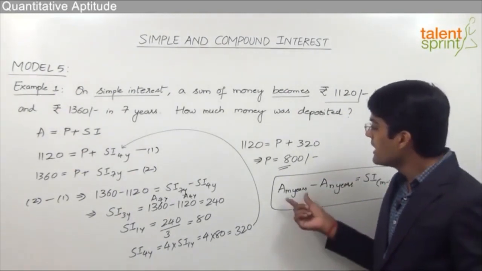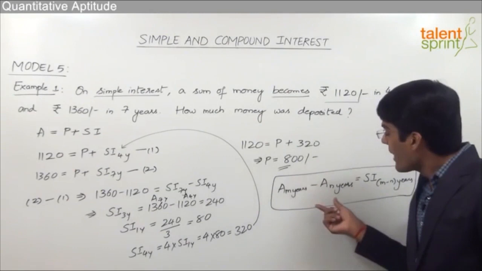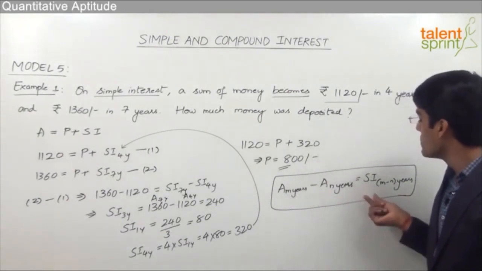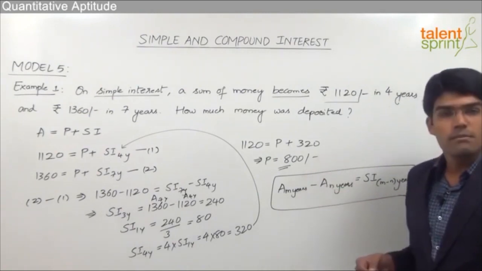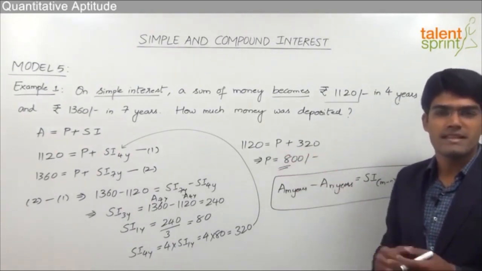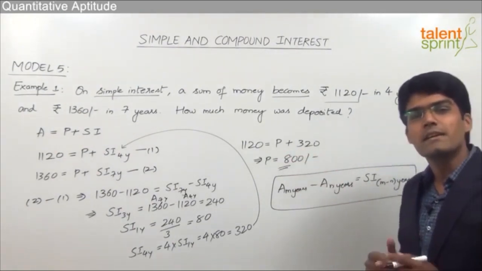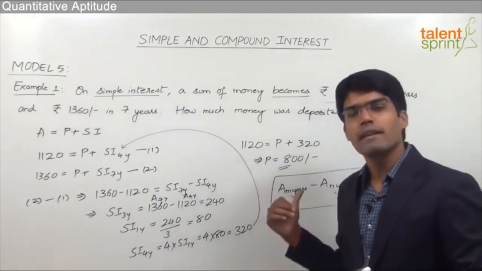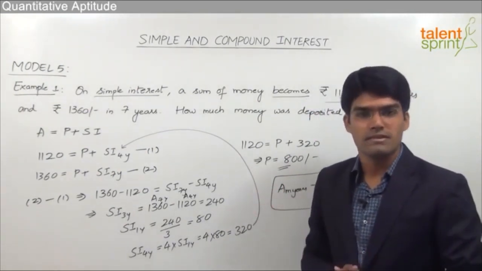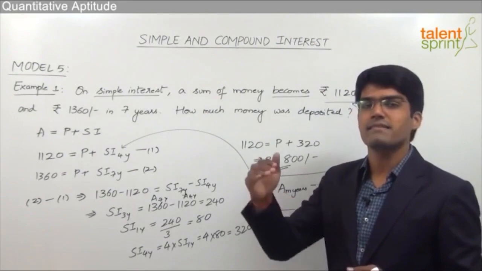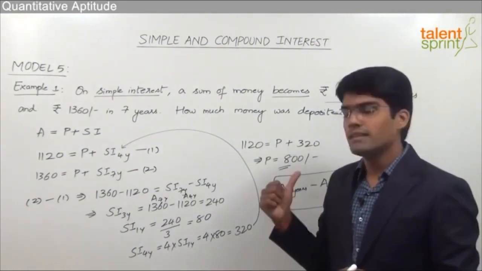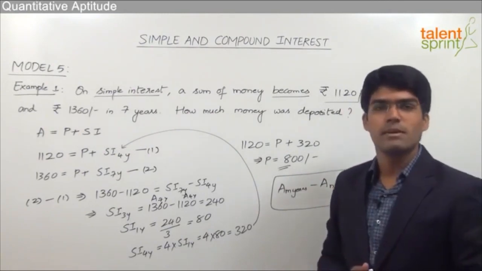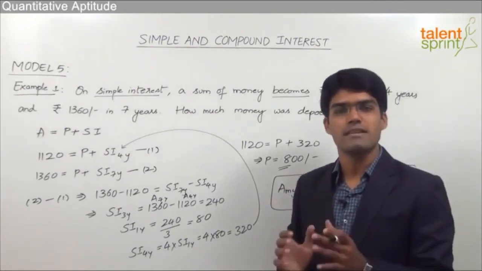We cannot say that the total amount of m years minus total amount of n years is equal to compound interest of m minus n years. Why? Because in case of simple interest, the interest remains constant every year. So we can directly take the differences of the two amounts and find out the simple interest for the number of years. But in case of compound interest, the interest increases every year, as we have discussed in the introduction part. So remember that this particular point is not applicable in case of compound interest, but is applicable only in case of simple interest.